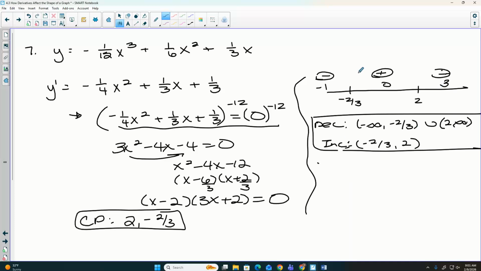So this one's actually decreasing twice and only increasing in the middle. So when I go from decreasing to increasing, that's a local min. How do we find the y? Put it into the original, which is not beautiful. We get negative 10 over 81.